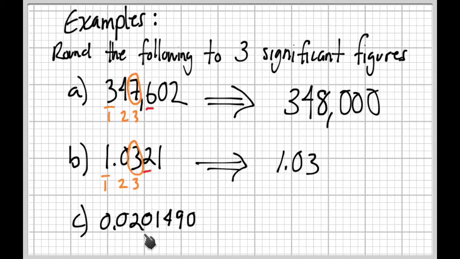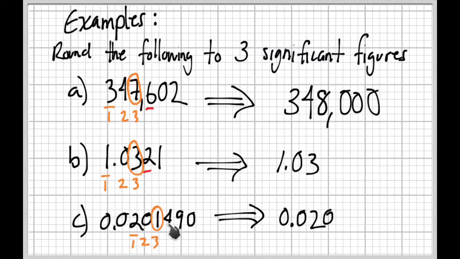0.020140. You might have thought it was funny to find the first non-zero digit. In the previous ones, it was a bit trivial. But here, our first non-zero digit is actually that 2. So 2 and then 1, 2, 3 digits over is this 1. That 1 is going to be the one that gets rounded. So we can write 0.020, everything up until that 1, which is getting rounded.